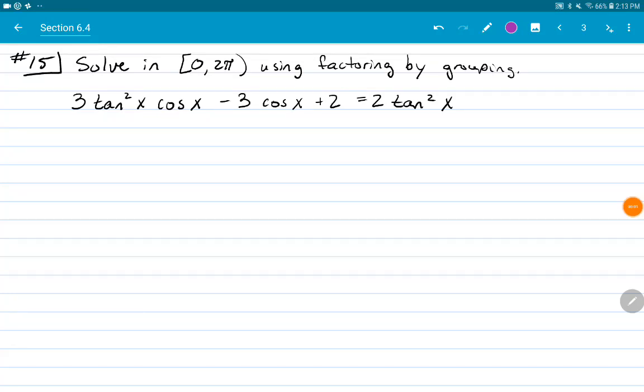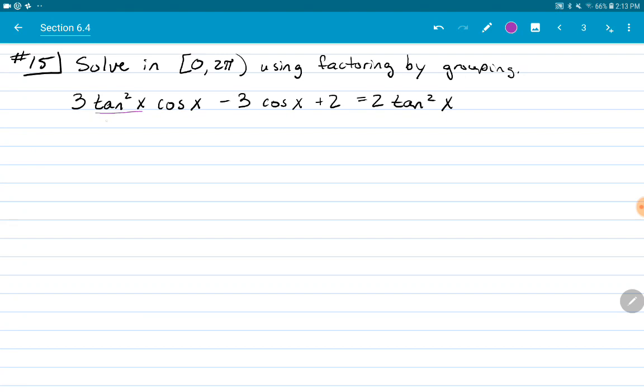Section 6.4, problem number 15. We're going to solve this equation in 0 to 2 pi using factoring by grouping. First thing I really want to do when I see this ugly equation is simplify it, make it a little easier on my eyes, and I'm going to use substitution.